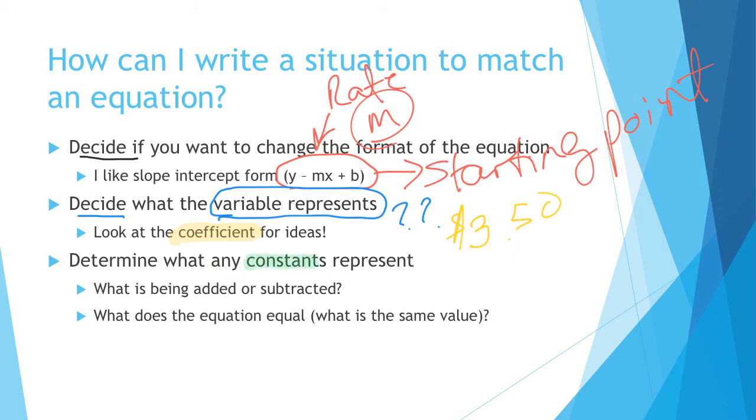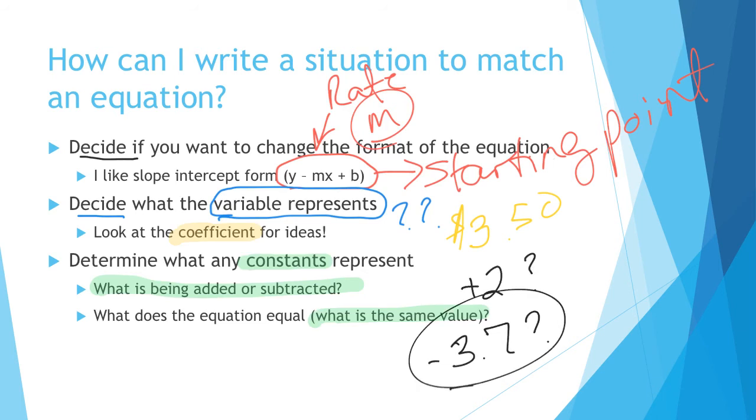So our constants are just numbers. So what's being added or subtracted? And what does the equation equal? What has the same value as it? So when we do that, we need to think about, am I adding 2? What does that mean? Am I subtracting 3.7? What can those represent in that context?